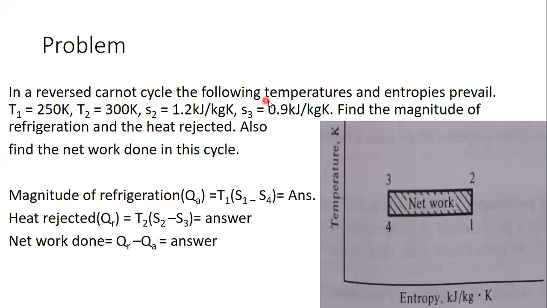So in a reverse Carnot cycle, the following temperatures and entropies prevail. T1, our lower temperature, for example our freezer compartment, is maintained at 250 Kelvin. T2, our surroundings temperature, 300 Kelvin. Then S2, or the entropy available at the surroundings, for example, 1.2 kilojoules per kilogram.